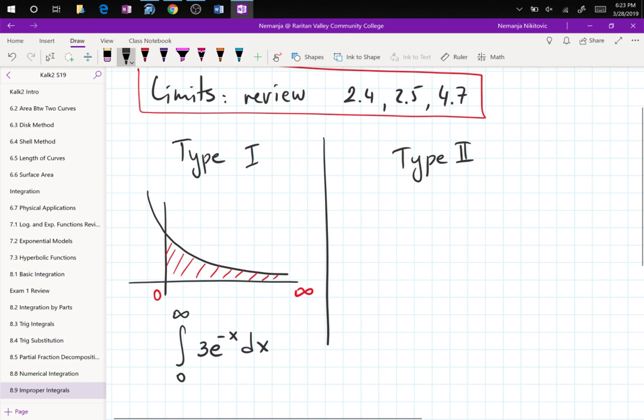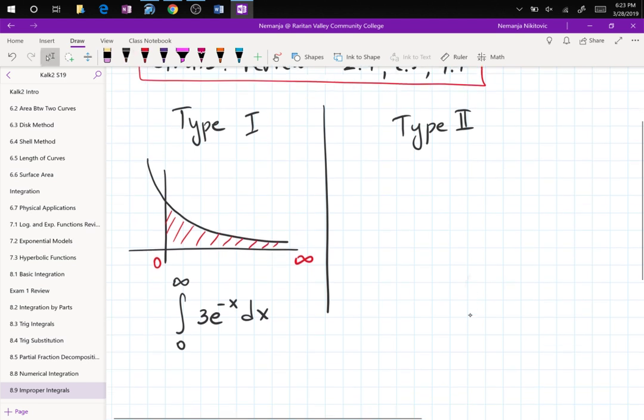What is problematic in this particular case? Well, you see that over here on this side, area is kind of leaking out, because this e to the negative x is never going to touch the x-axis. So you are expecting to see infinite area, but it turns out that it's finite in some cases.